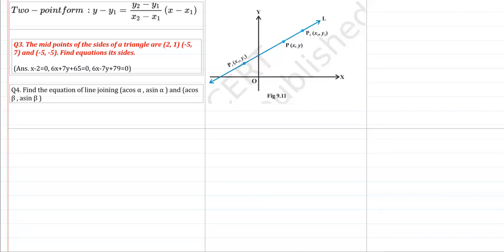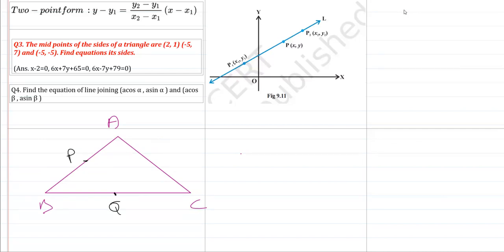So we have taken one such question. Let's say the first one in this case says that the midpoints of the sides of a triangle are given, and we have to obtain the equation of this line. For that, we need to make a rough sketch of a triangle. Let's say I've made a triangle here and named the points A, B, C. We know the midpoints of the sides: P being the midpoint of this, Q being the midpoint of this, and R being the midpoint of this, and we can write according to the question given.